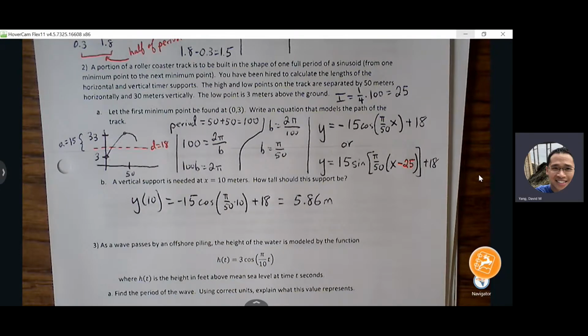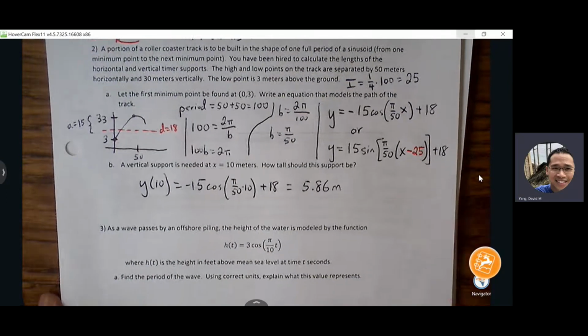Okay, any questions with 2? Okay, here's number 3.